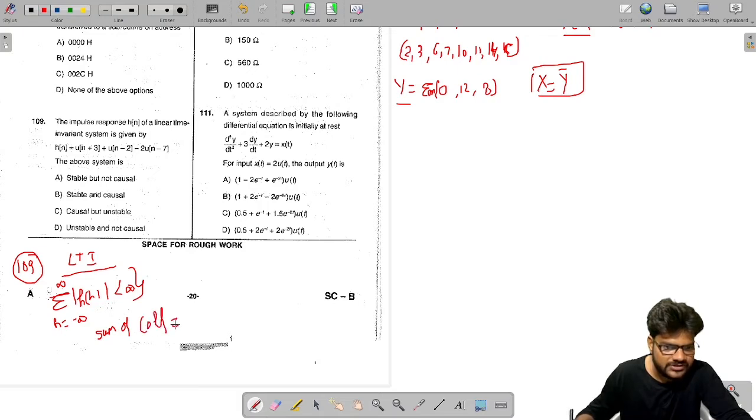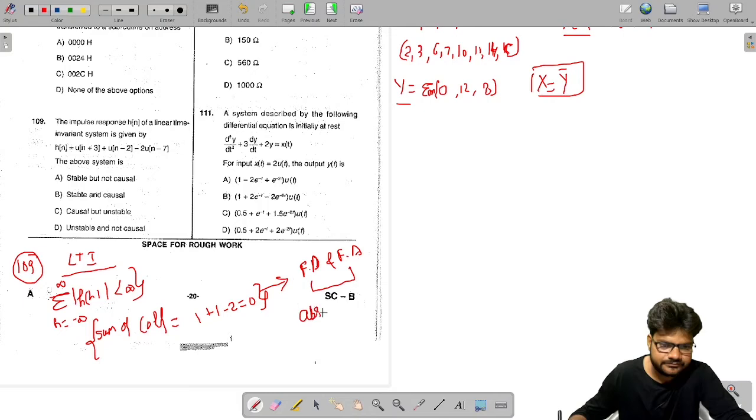of this Hn, that is 1 plus 1 minus 2, that is 0, and we know if any signal is represented in terms of step signal, and if sum of coefficients is 0, then we conclude this Hn is finite duration and finite amplitude. Okay. And if any signal is finite duration and finite amplitude, we can say this is absolutely summable if it is discrete, or absolutely integrable if it is continuous signal, right. So we can say in this case it is absolutely summable. If it is absolutely summable, we can say this is going to be stable. Okay. So we are done with the stability.